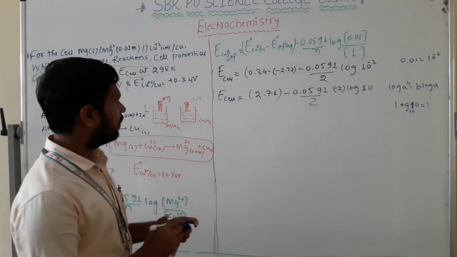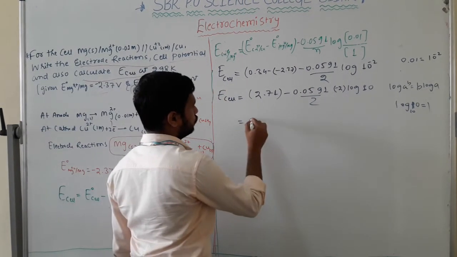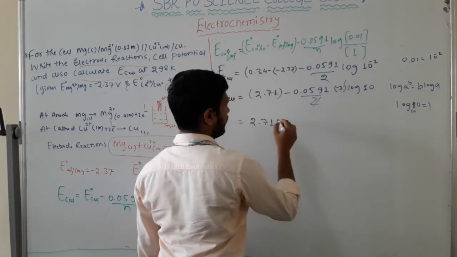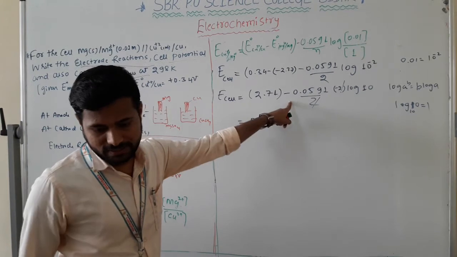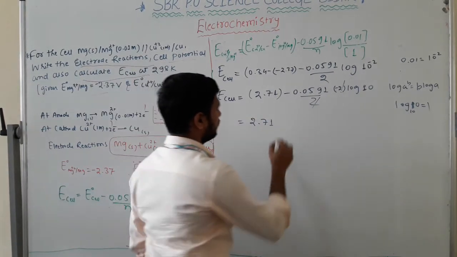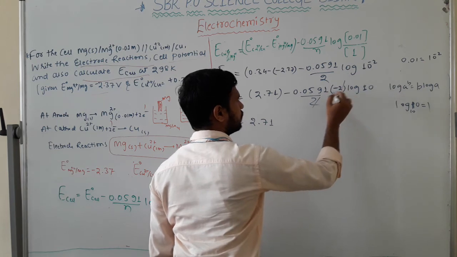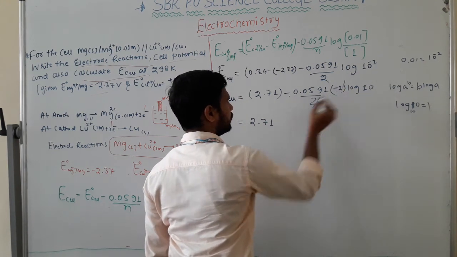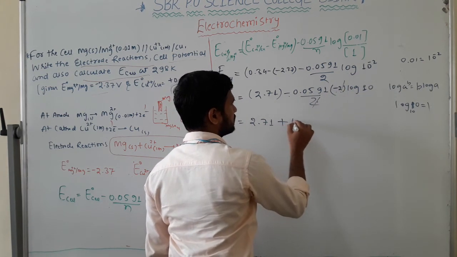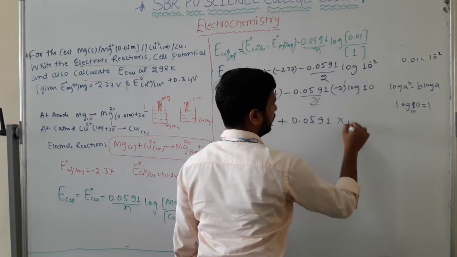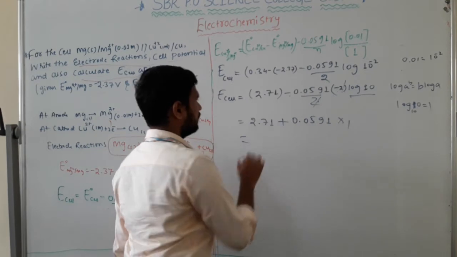Now see here, 2.71. This 2 gets cancelled, and whatever the value will be there, this became plus, because it is minus into minus. Here we have a C of this is a minus. 2 gets cancelled, 2 into 2, minus into minus, plus 0.0591. Log 10 is 1. This value is 1, and calculate.